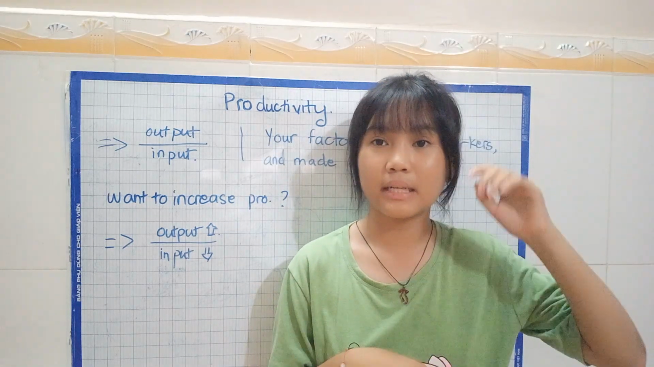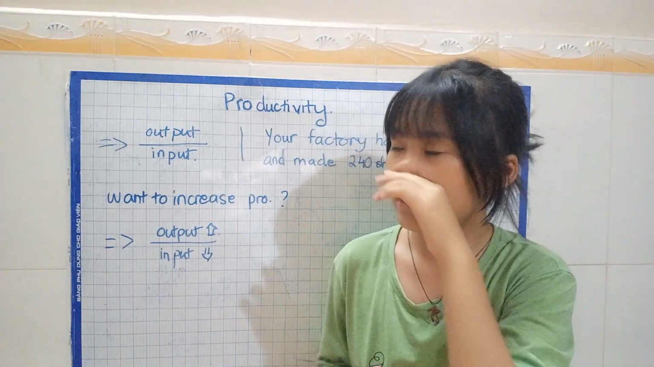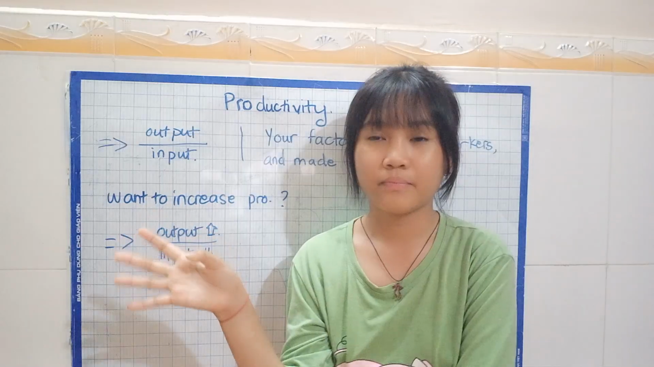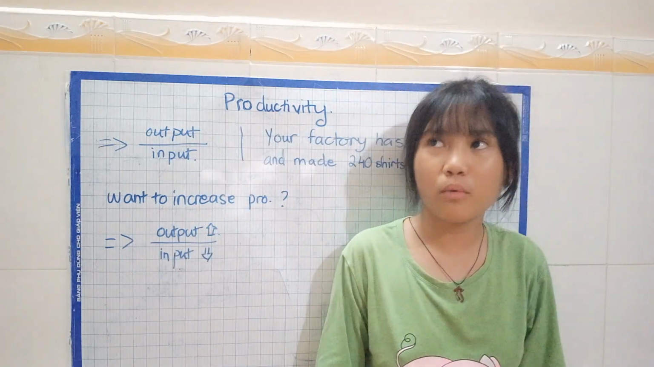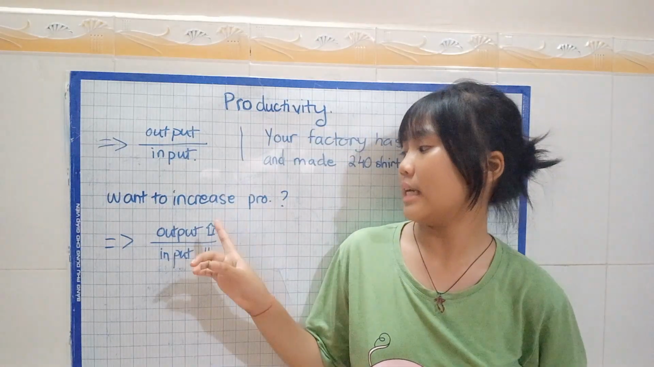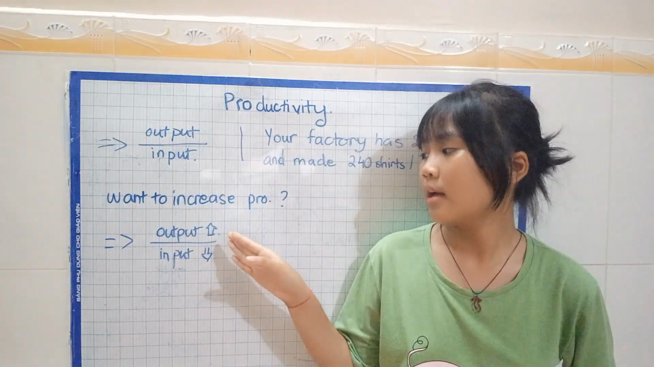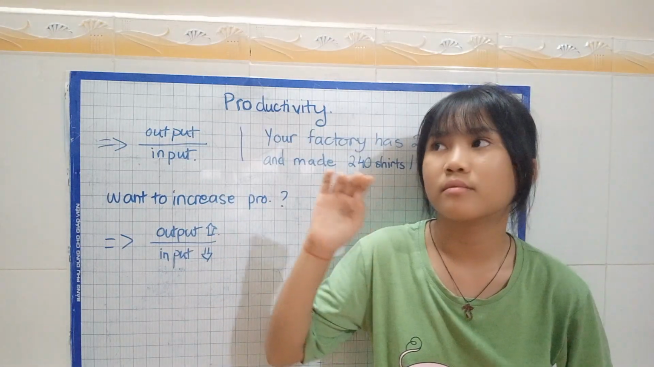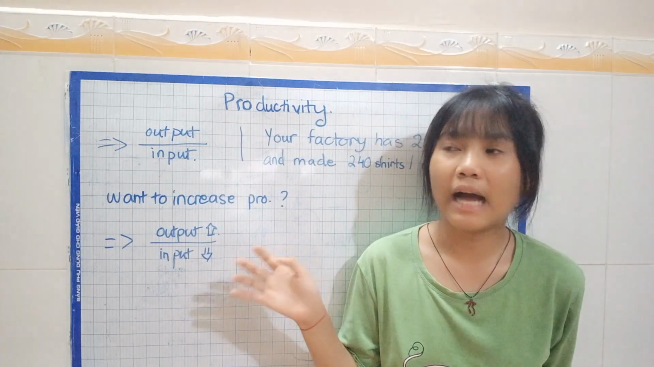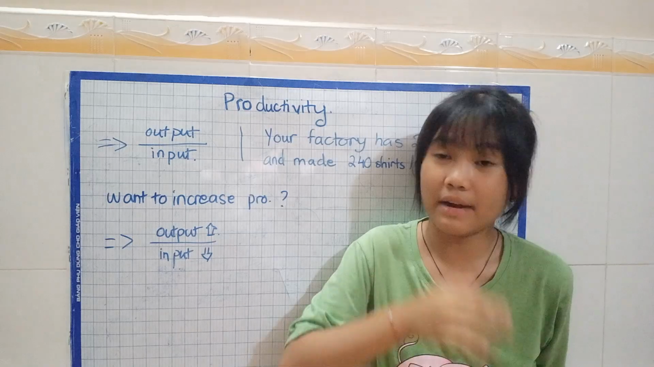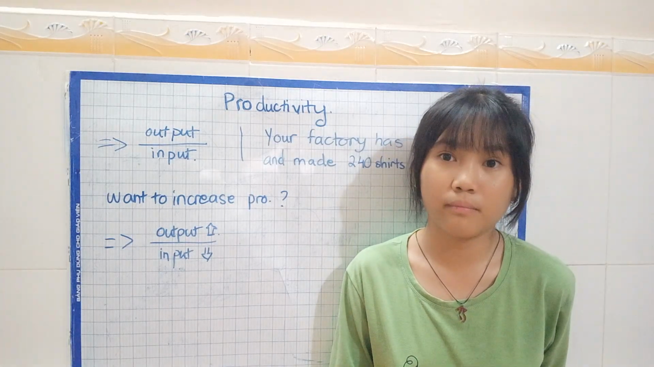If we're talking about the productivity of the whole company, then we just took 240 over 20. So what if we want to change our productivity? What if we want to be more productive? We would either increase the output or decrease the input. For example, we have the same factory, the same 20 people, but they work for about 300 shirts every day. And so the productivity will be 15 shirts per employee.